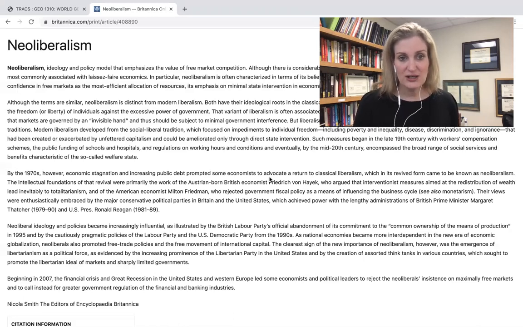That stagflation and increasing public debt prompted some economists to return to classic liberalism, which in its revived form came to be known as neoliberalism. The intellectual foundations of that revival were primarily the work of Austrian-born British economist Friedrich von Hayek, who argued that interventionist measures aimed at the redistribution of wealth inevitably led to totalitarianism. And also Milton Friedman, who rejected government fiscal policy as a way of influencing the business cycle, called monetarism.